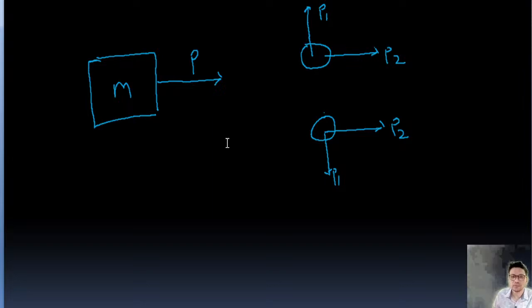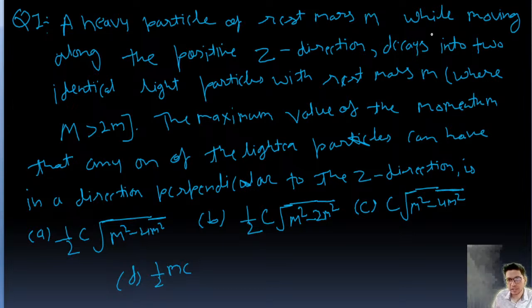So the question is this: a heavy particle of rest mass M, while moving along z direction, decays into two identical light particles.